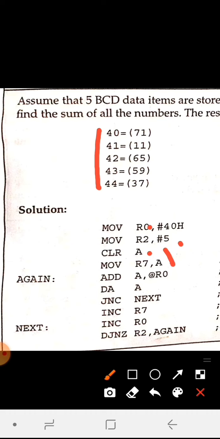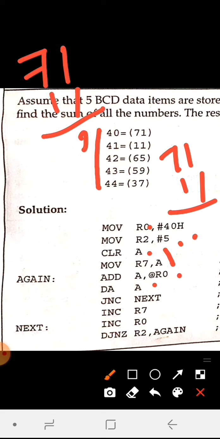Next, we do add A, @R0: you are taking the data pointed to by R0, adding it with A, and storing the result back in A. After the addition you are checking whether you need DAA, decimal adjust for addition. For example, take the first data, 71 and 11. If you perform the addition, you get the result as 82. Now 2 is less than 9 and 8 is less than 9, therefore you don't need DAA.